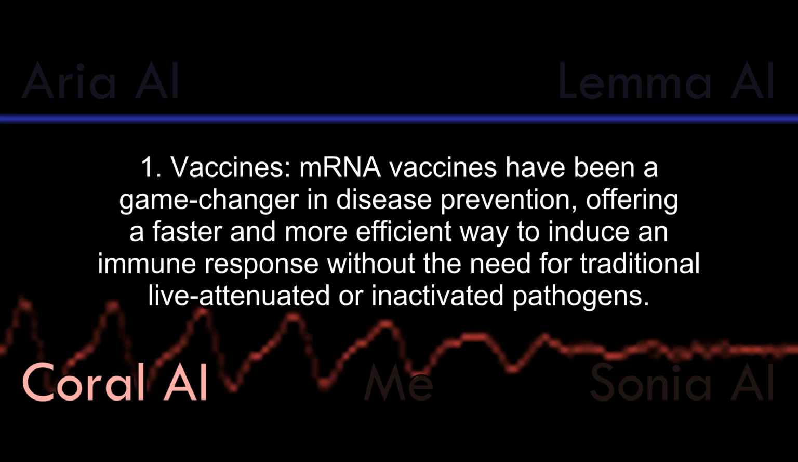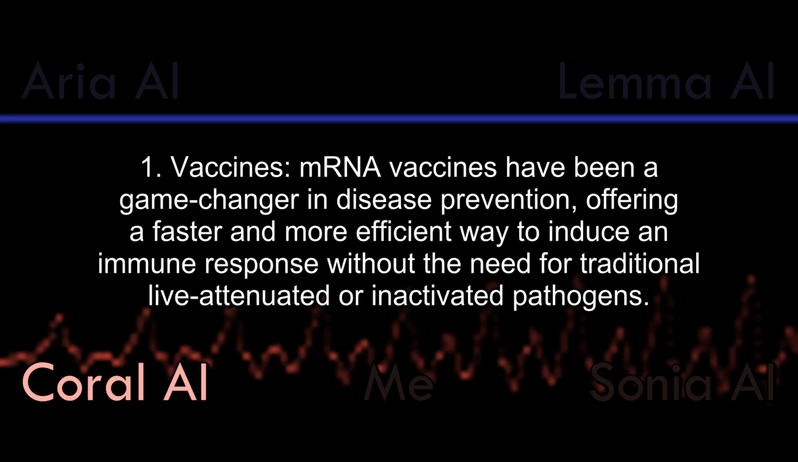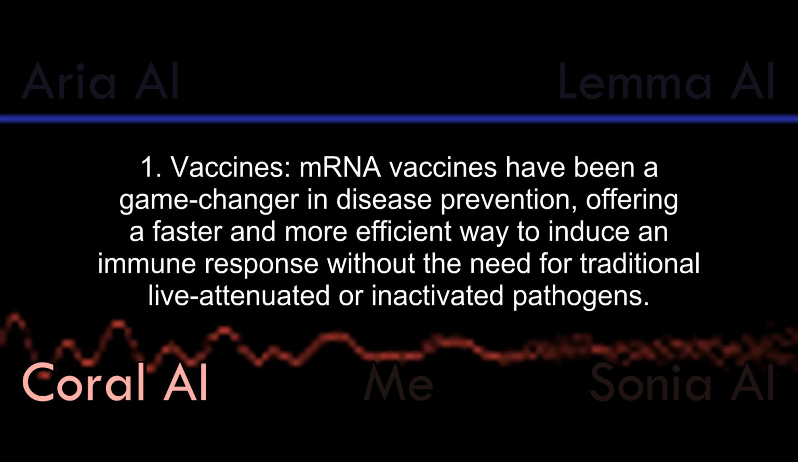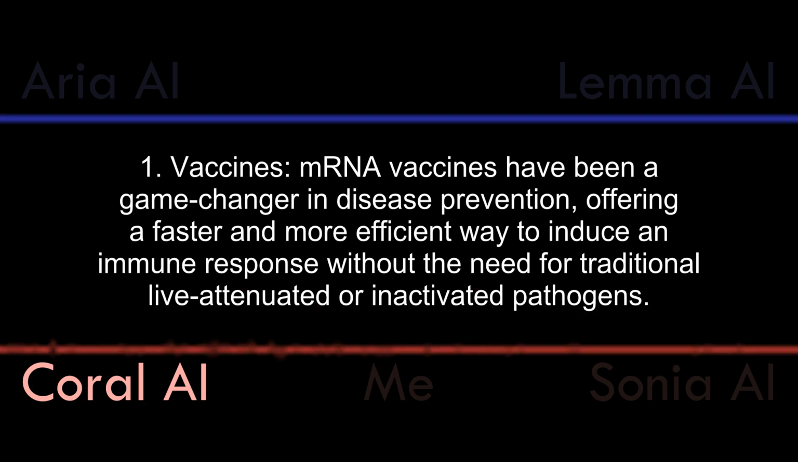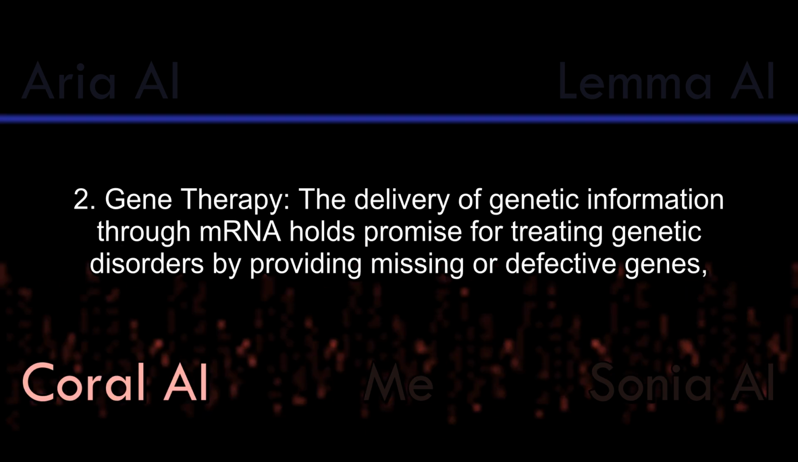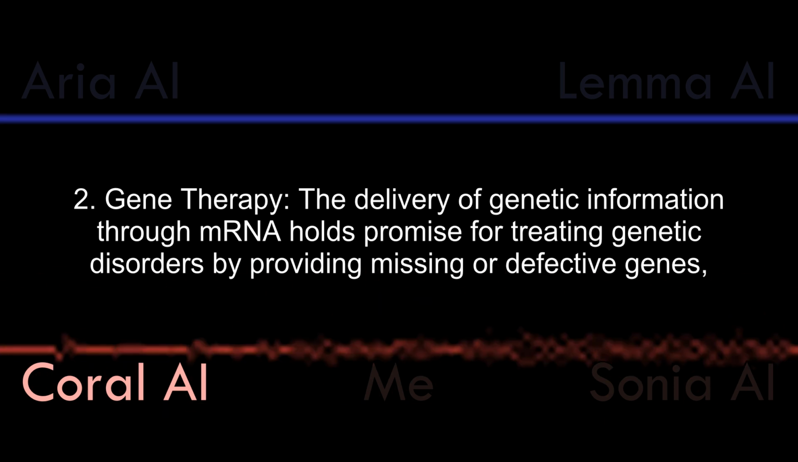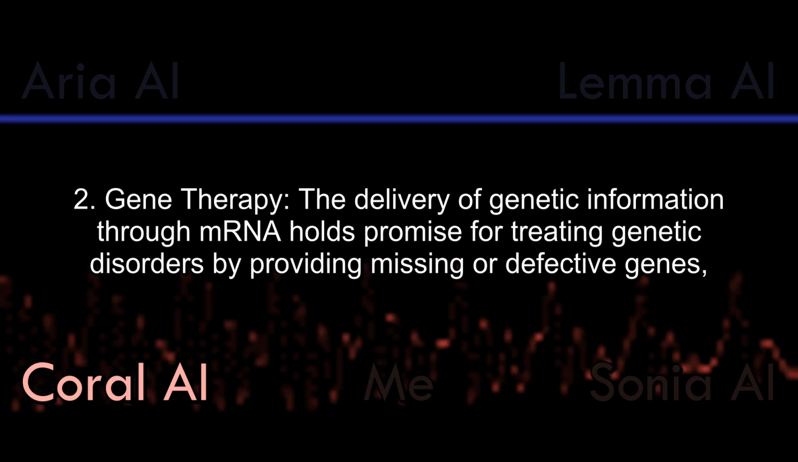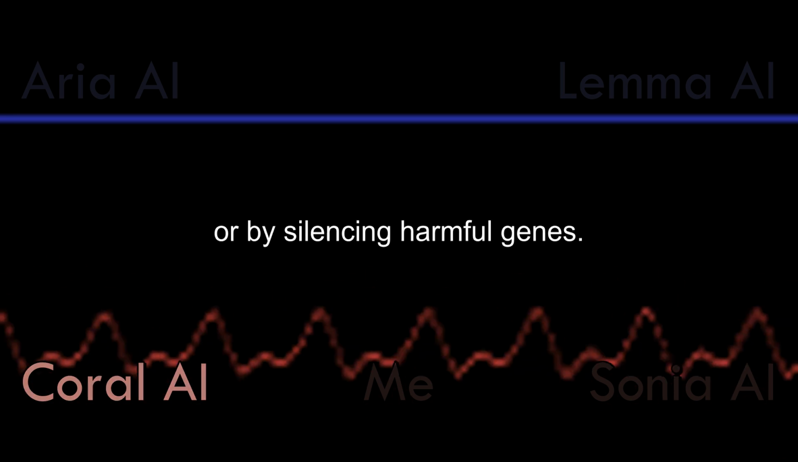1. Vaccines. mRNA vaccines have been a game-changer in disease prevention, offering a faster and more efficient way to induce an immune response without the need for traditional live attenuated or inactivated pathogens. 2. Gene therapy. The delivery of genetic information through mRNA holds promise for treating genetic disorders, by providing missing or defective genes, or by silencing harmful genes.